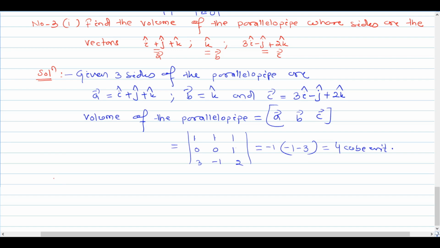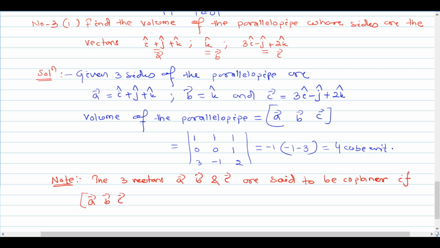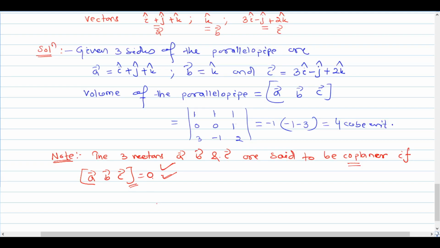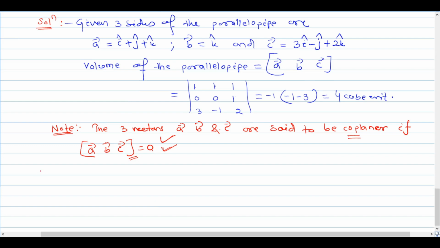Now I will take number 4. Before going to number 4, first you take one note: the three vectors a vector, b vector and c vector are said to be coplanar if their scalar triple product, that is a vector b vector c vector, is equal to 0. When the scalar triple product is 0, you know the three vectors are coplanar. So in number 4, if you prove the scalar triple product is 0, then they are coplanar.